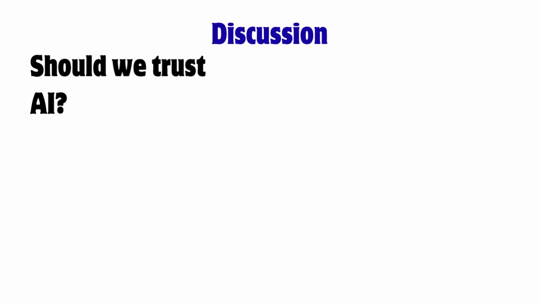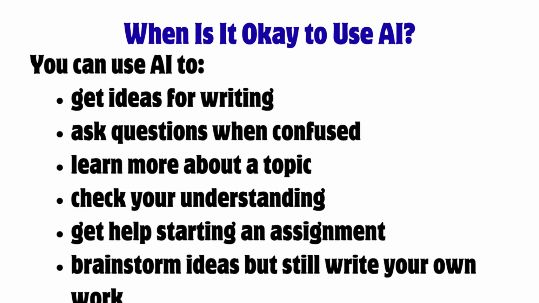After the two scenarios, you can lead a discussion based on the question, should we trust AI? This is where your students begin to explain their thinking. This is an important part of the lesson because we are not telling students to not use AI. Instead, we are helping them understand when it is appropriate to use it.